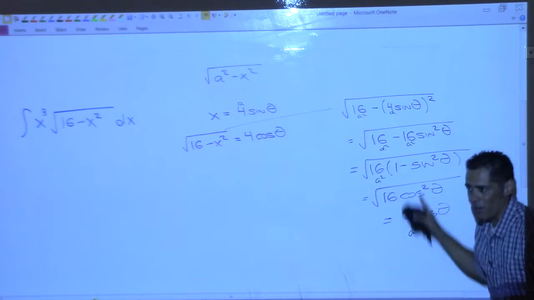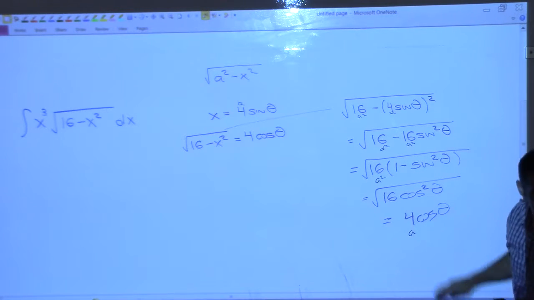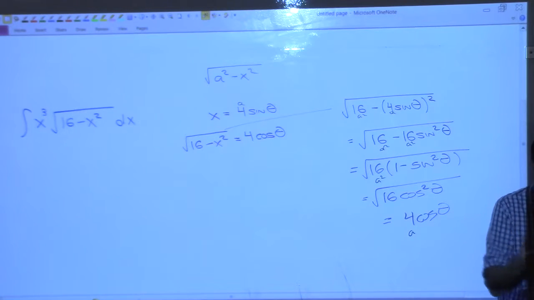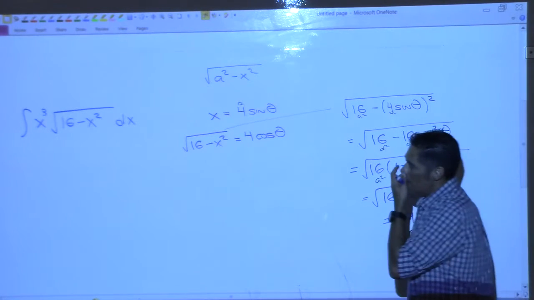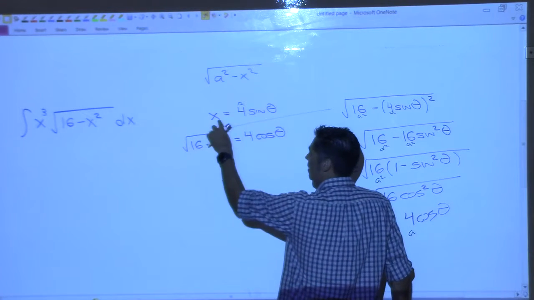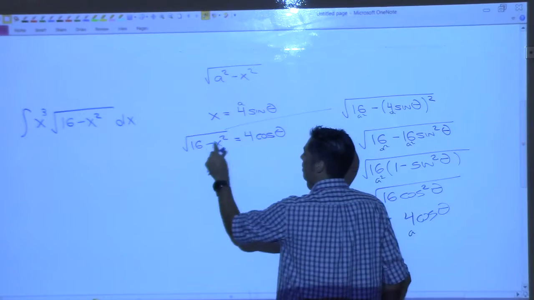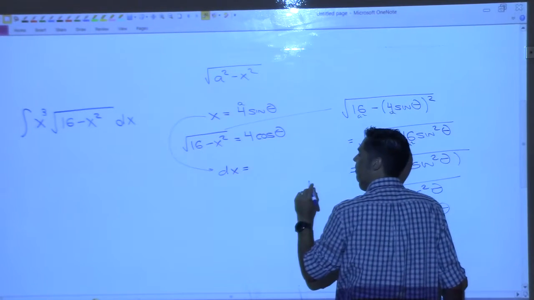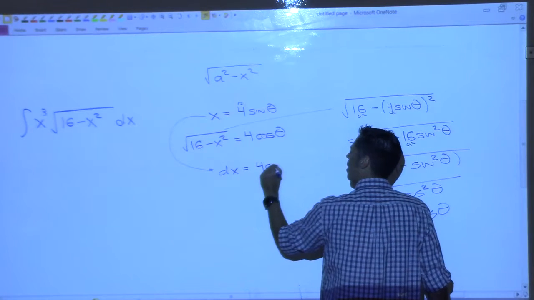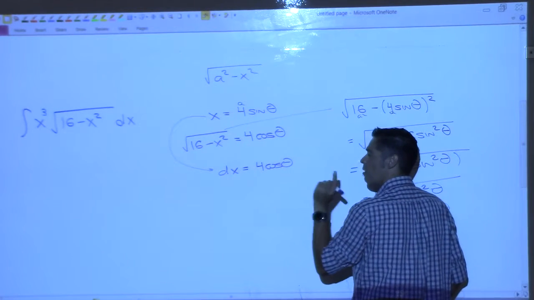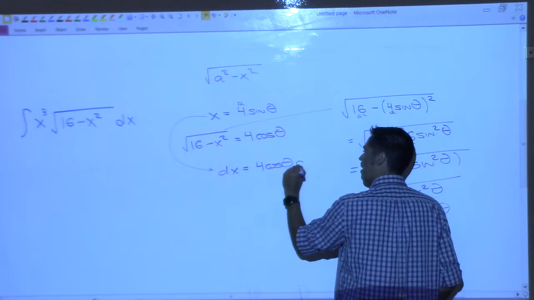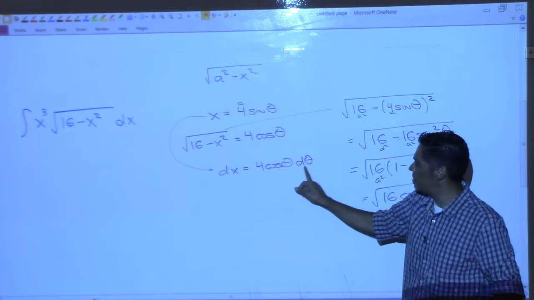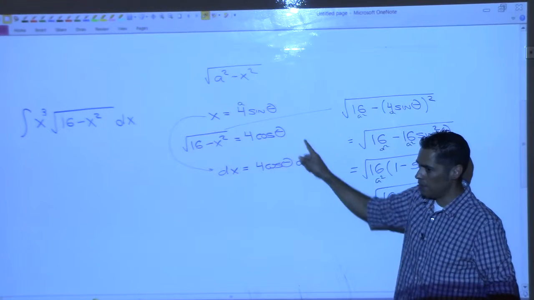But we don't want to have to do this work every single time. I know some instructors make their students actually write this down every single time. It's supposed to be a shortcut. It's supposed to make it go faster. So we know we can replace x with this, and we can replace that root thing with that. And then I'm going to take the derivative of this. What's the derivative of that? 4 cosine theta. Careful here. 4 cosine theta d theta. Now look, I realize these are the same. In this particular problem, these are the same, except this one has a d theta, that one doesn't.